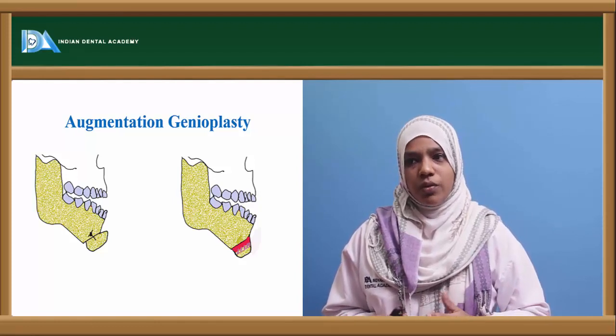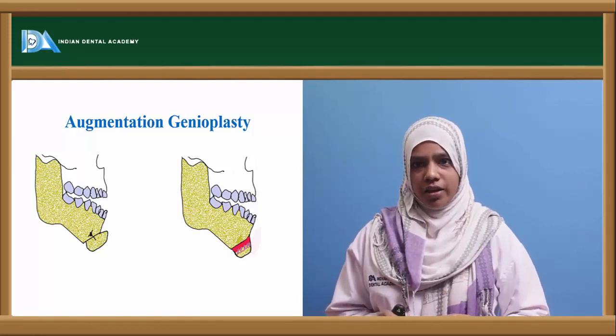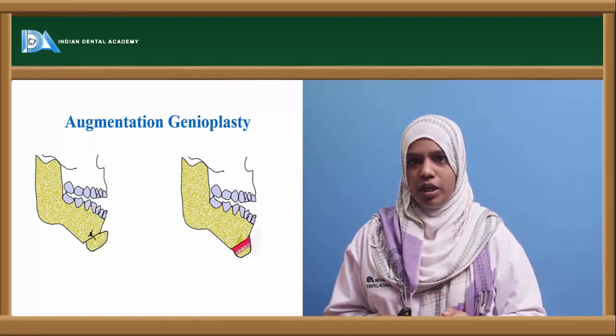Okay. Now once you have done this, you mark the area, that is, your osteotomy cut should be 5 mm below the apices of the tooth.